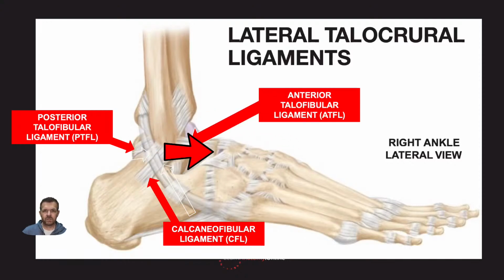Talofibular ligament, so it goes from the talus bone, which is here. And again, we've been covering the bony anatomy over the last couple of weeks. So if you've never heard of the talus before, go have a look at the bone videos at Bones and Joints, and we did a whole session where we covered the talus. So we've got this bone here, and then this is your fibula, and then the end of the fibula there, that's called the lateral malleolus.